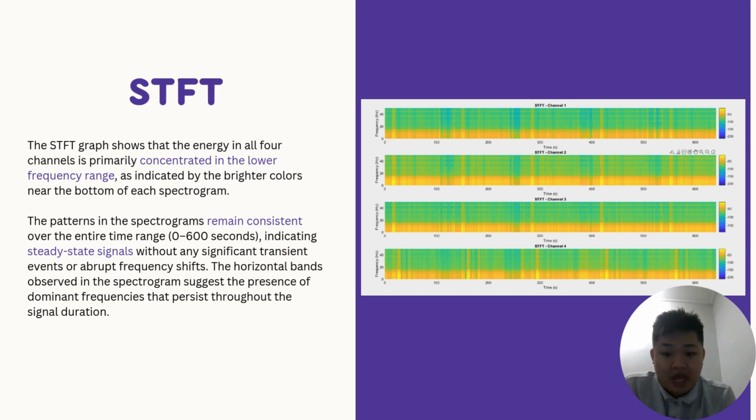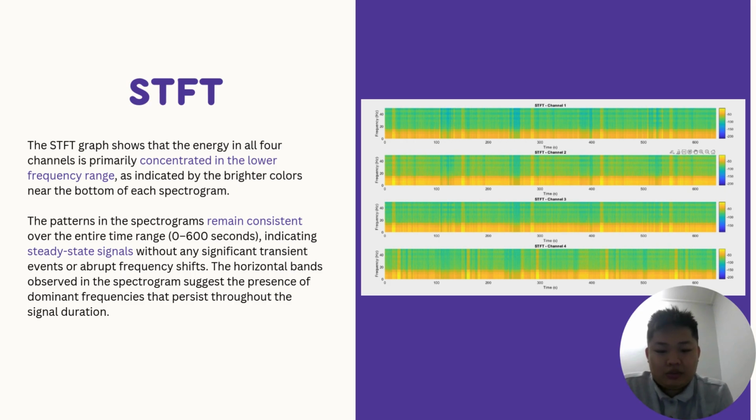So when coming towards the STFT, from the graph having the four channels, you can see that the amplitude of the signals mainly concentrates in the lower frequency range, which is the highest. You can see that yellow represents the highest one, which is negative 50 something. And it shows that at lower frequency, they're actually higher. Apart from that, the pattern in the spectrogram also remains consistent over the range from 0 until 600 seconds.